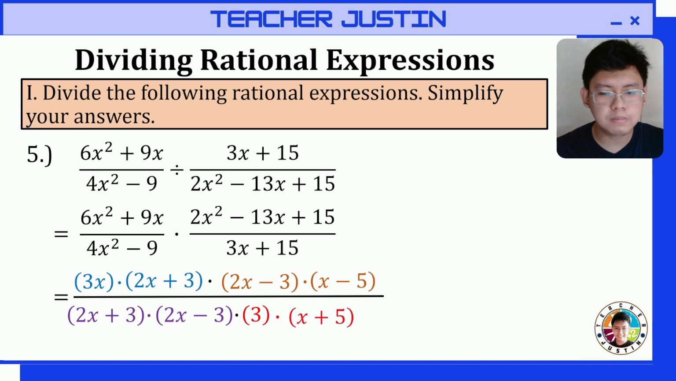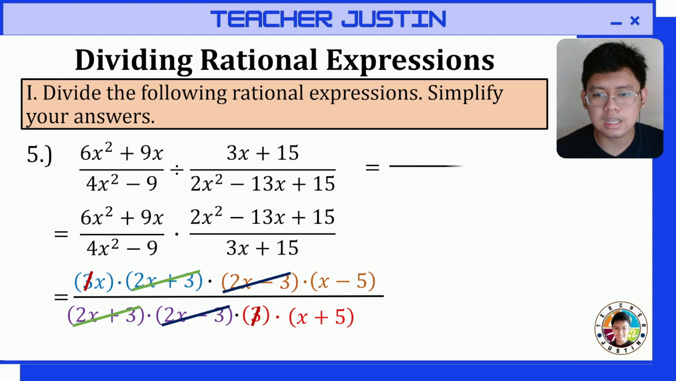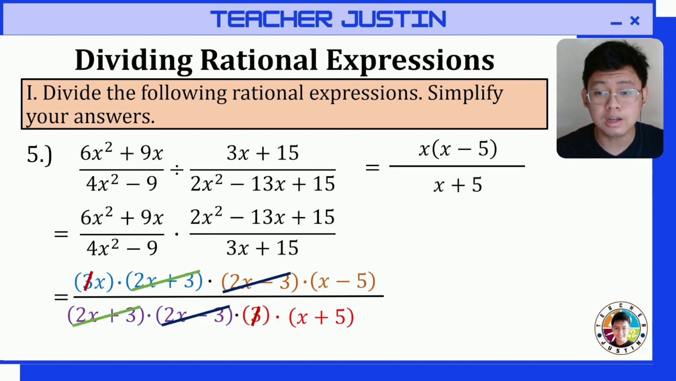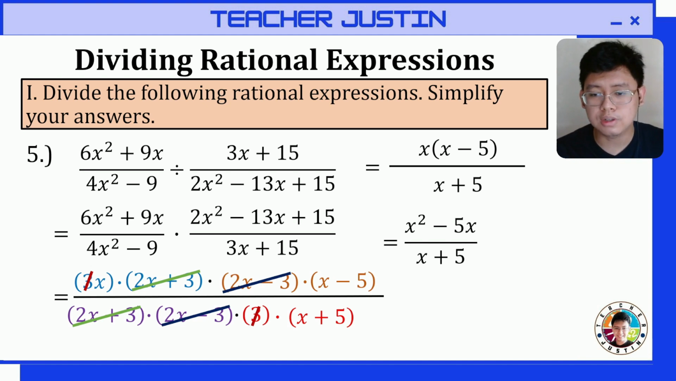Now, let's perform cancellation. We can cancel 2x plus 3, 2x minus 3, and the factor 3. Now, what remains in the numerator? What remains in the numerator is x times x minus 5, and in the denominator, what remains is x plus 5. Now, let's multiply x and x minus 5. That will give us x squared minus 5x all over x plus 5.